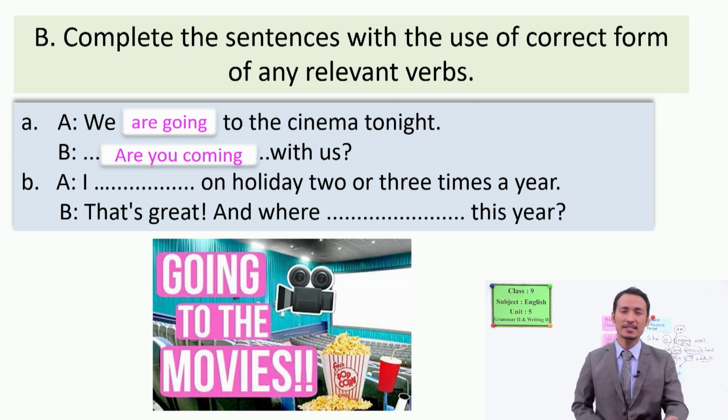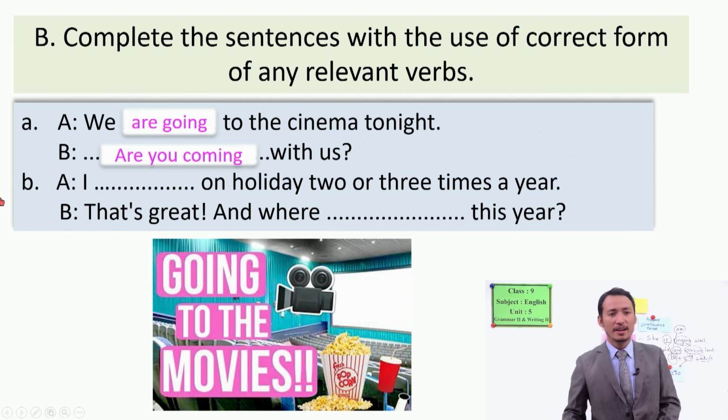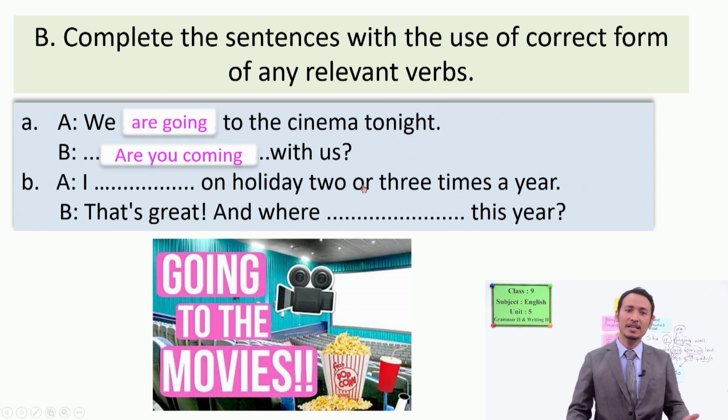Are you coming with us? Are you going with us? Are you giving a party? Likewise, you can ask. And B, let's have a look at this sentence. I on holiday 2 or 3 times a year. Look at here, on holiday.